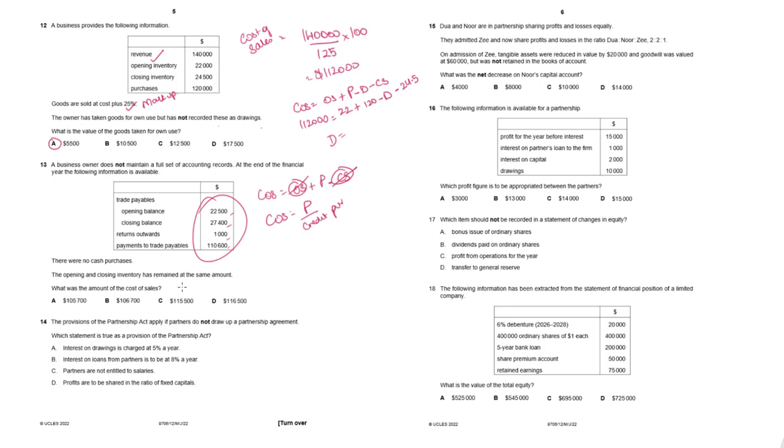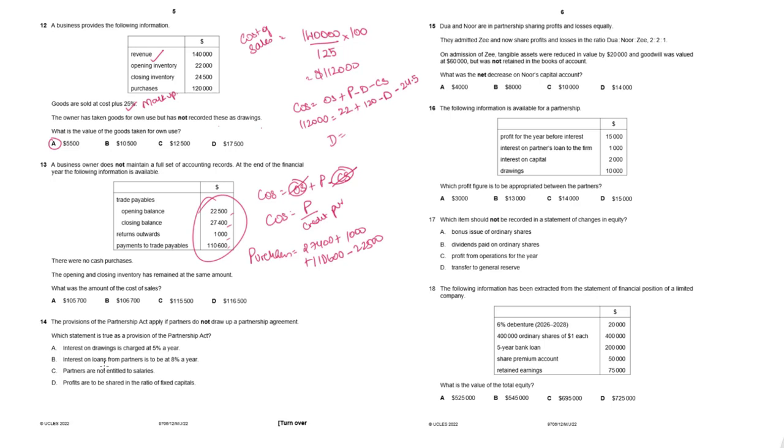So using this information here, you can calculate the value of credit purchases using the purchase ledger control account. I will directly do it. So purchases will be closing balance 27,400 plus return outwards 1,000 plus 110,600 minus the opening balance 22,500. When you do the calculation, you will get your correct option.